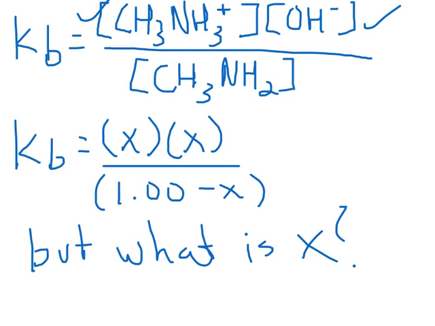Now, if I substitute the values from the ICE table in, I should have X times X divided by 1.00 minus X. But unfortunately, I don't know what X is, so in order to solve for Kb, to get the final answer, I need to solve for X. But what is X? How do I find it? Well, let's look at the other information that I was given.